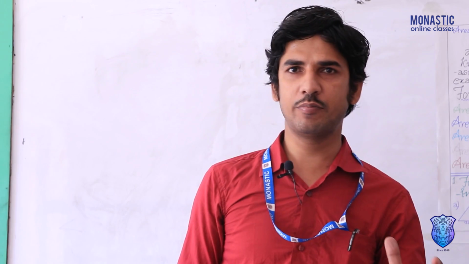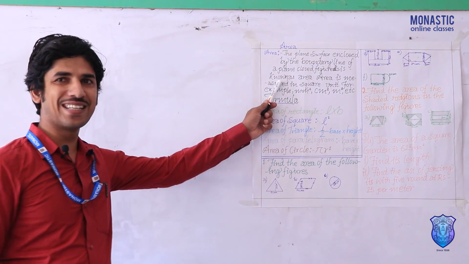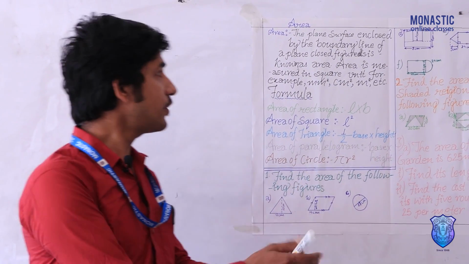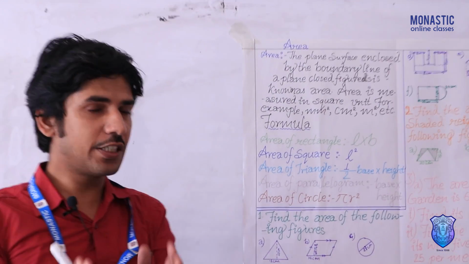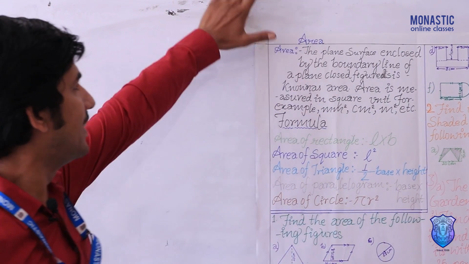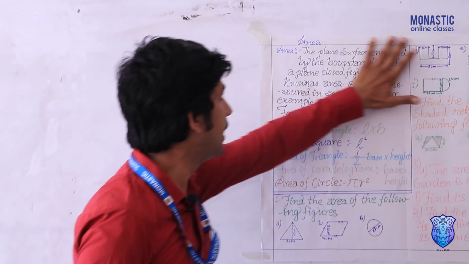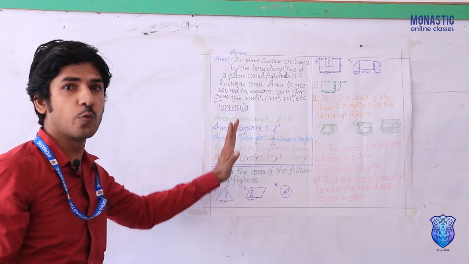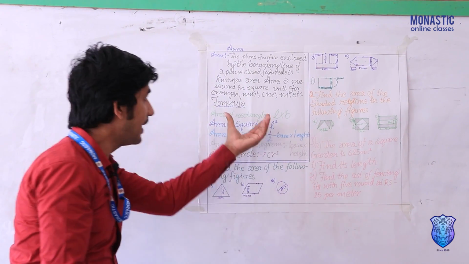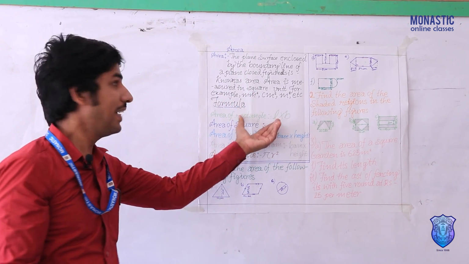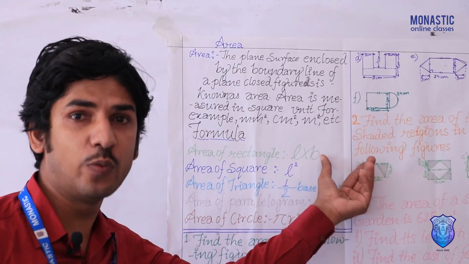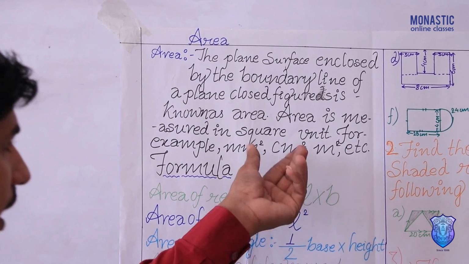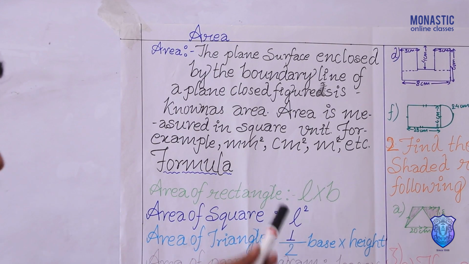We are going to discuss the topic area. First question: what is area? First we have to know the definition of area. A plane surface bounded by the boundary line of a plane figure is known as area, and this area is measured in square units, like square millimeter, square centimeter, square meter, etc.